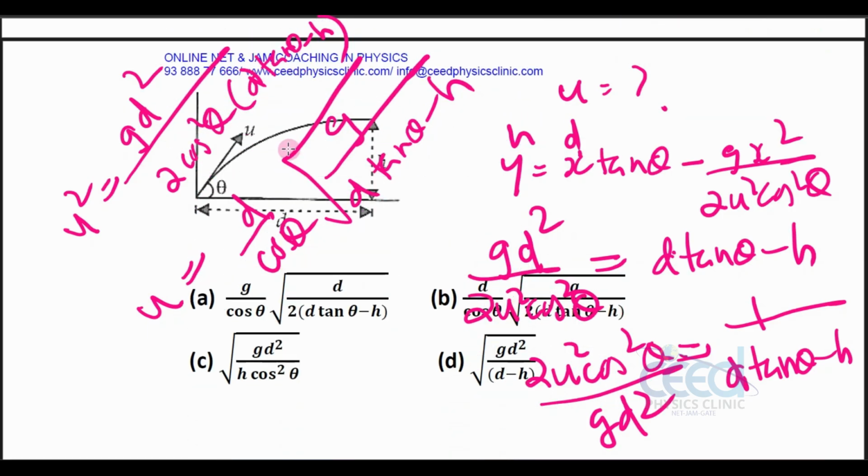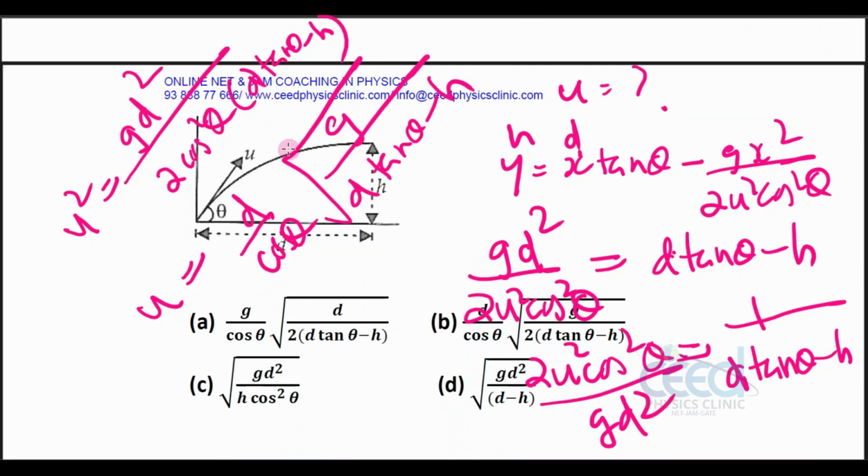Then which is the option? d by cos theta into this, the 2 is also there, so we may write this 2 inside, so we need a 2 here, right? So option B is correct. Alright. Option B is correct.